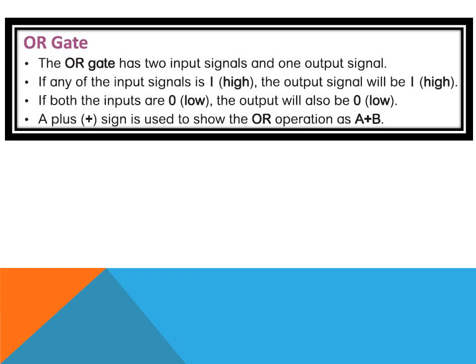A plus sign is used to show the OR operation. That means if the inputs are A and B, then the resultant will be A plus B. See, remember these points, okay? In the NOT gate, if the input is A, the output is A bar. In the AND gate, if the inputs are A and B, the output will be A dot B. And in the OR gate, if the inputs are A and B, then the output will be A plus B.